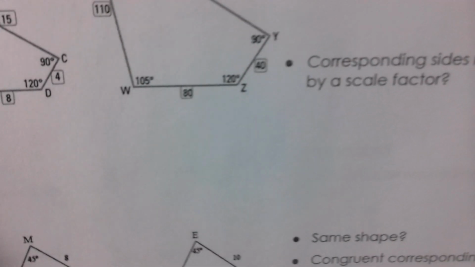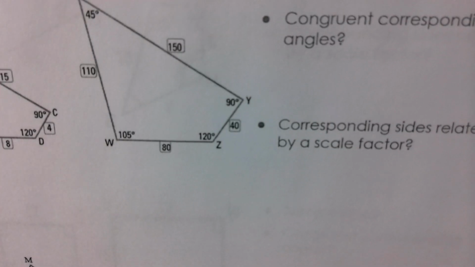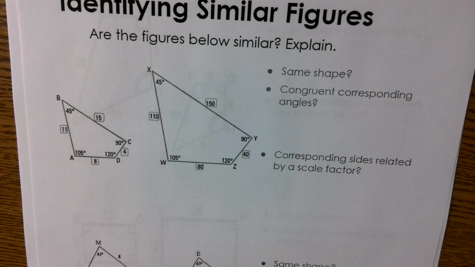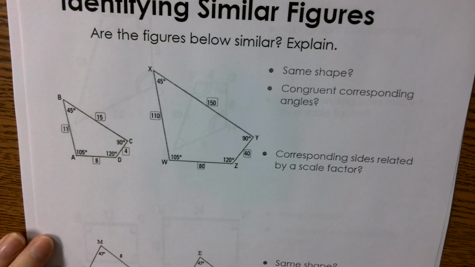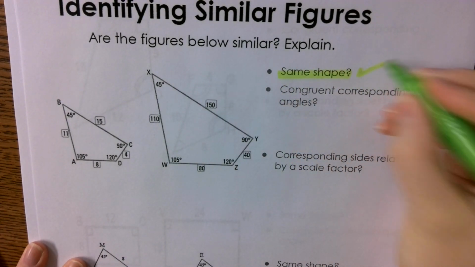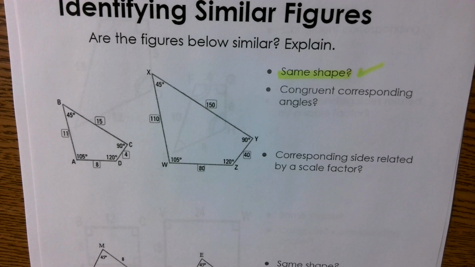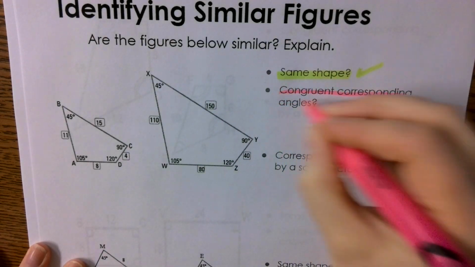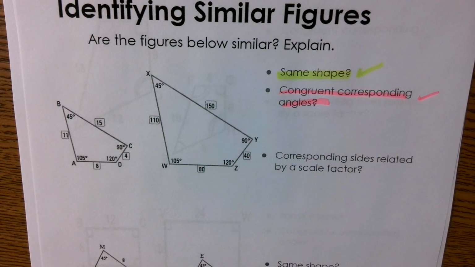All right, so for the first figures that we're focusing on, first of all, are they the same shape? Yeah, they are the same shape. Okay, so that checks off. That means that's one thing that we know that would make it a similar figure. Corresponding angle measurements. Do they have corresponding angle measurements? Yeah, they do. Okay, so we can check off the corresponding angle measures because they do have corresponding angles.